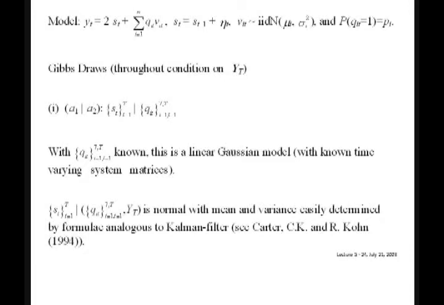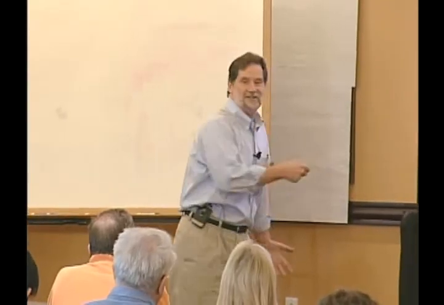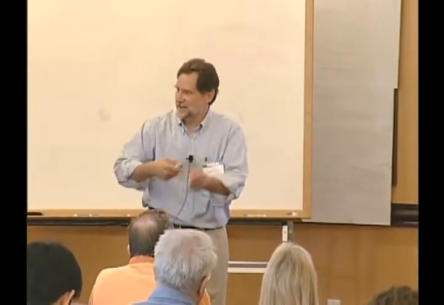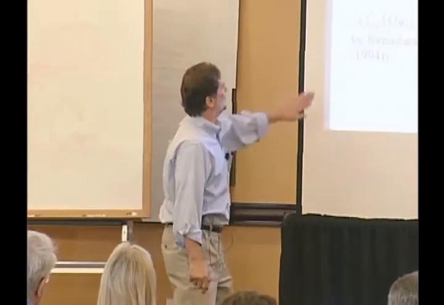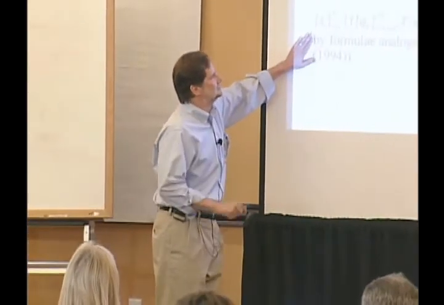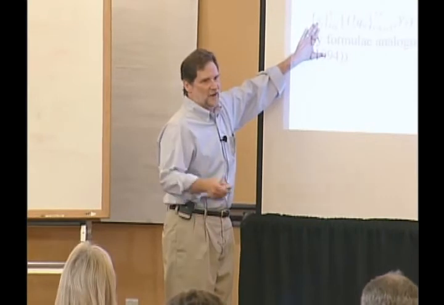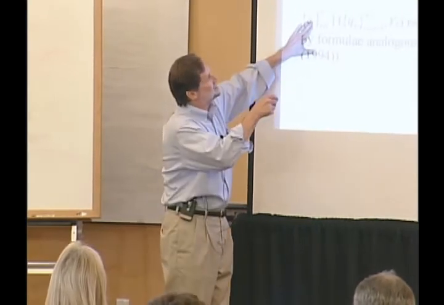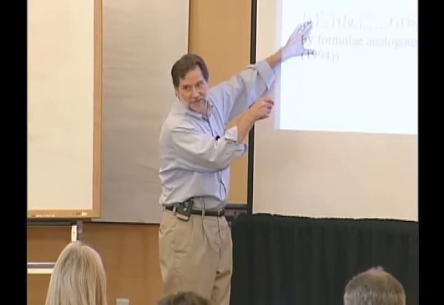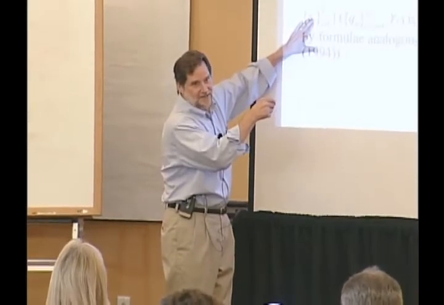So now I have to think about what's the other side of this. How do I draw the Q's given the S's? Because I've got to go back and forth. Well, here's a form. I've got to rewind. Okay. Drawing the S's given the Q's is simple, I said.